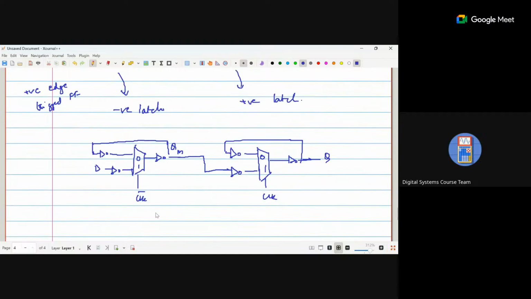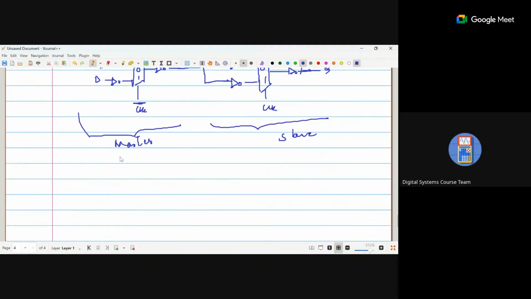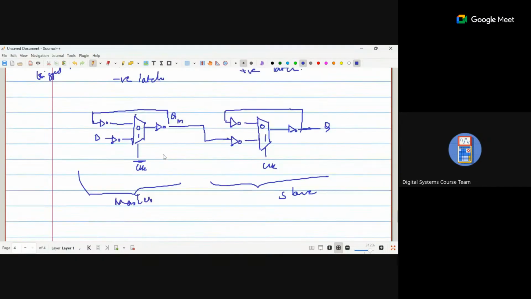Okay. So if you see, this is negative latch clock bar, and this is positive latch clock. So this entire master will work on negative level, and this entire slave will work on positive level. So this half is master and the next half is slave. This is how the circuit is for your master slave D flip flop, and this is basically for positive edge triggered. Now we will plot it out and see why it is negative master and positive slave.